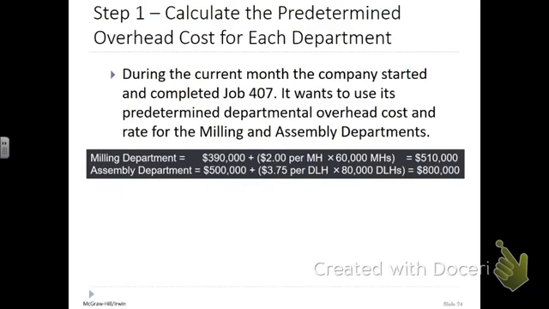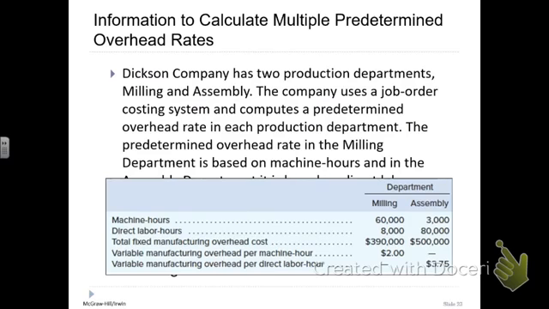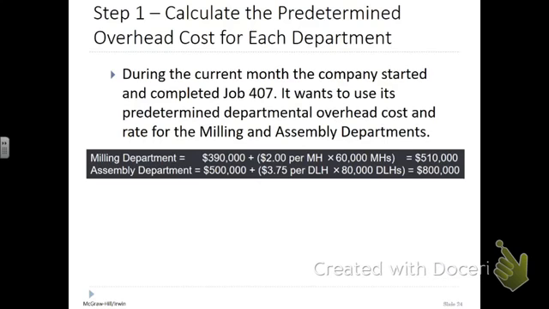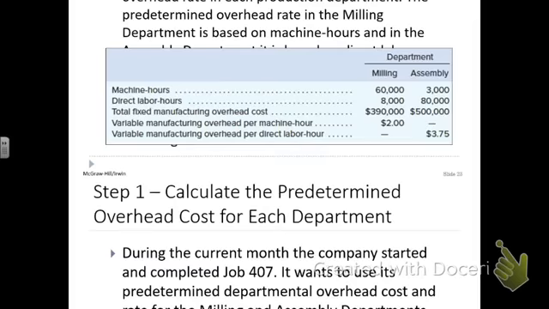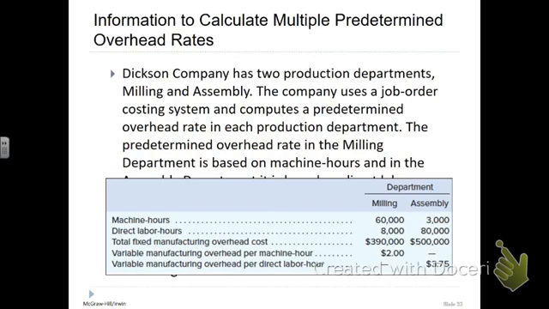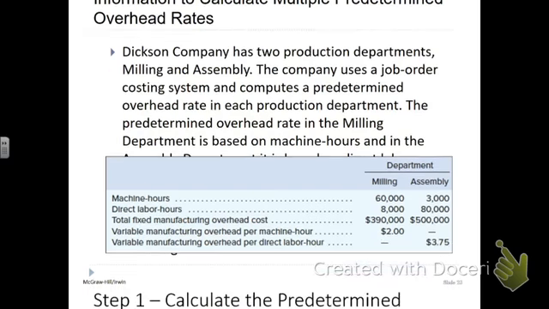And then notice, in this case we've got some information. I don't know why it's a little bit convoluted like this. But the first thing we need to do is to calculate the predetermined overhead rates. So they took the 390 for the milling department. They took the 390,000, which were their fixed costs. Notice they have fixed costs, third item down, 390 and a half a million.